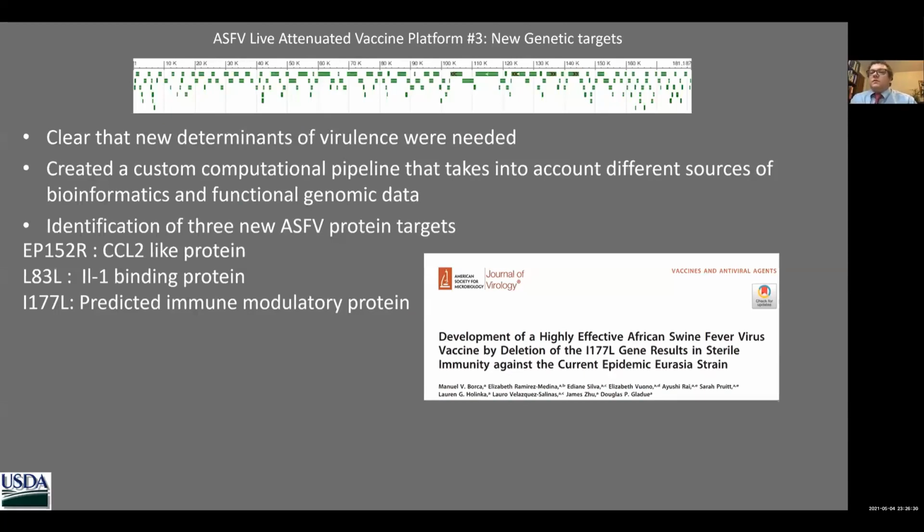We identified 3 new ASF protein targets: EP152R, which is a CCL2-like protein that could not be deleted; L83L, which is an interleukin-1 binding protein, and that didn't seem to have an effect on virus virulence; and I177L, which is predicted to be an immune modulatory protein. And our I177L gene deletion was published last year, but I'm going to go over some of the results now.